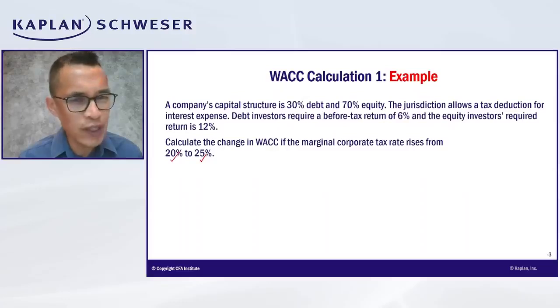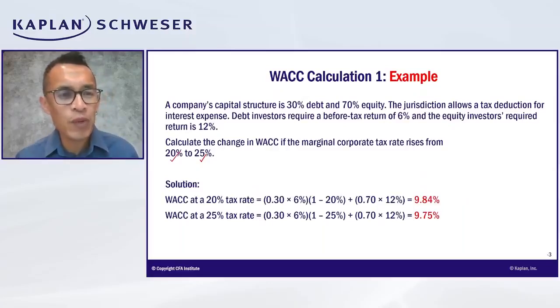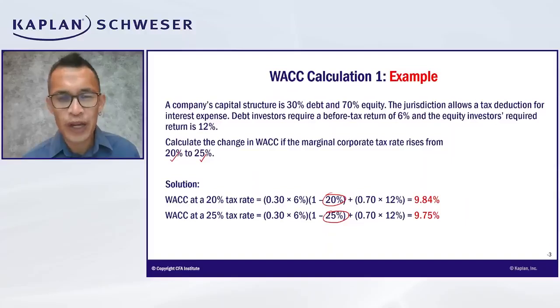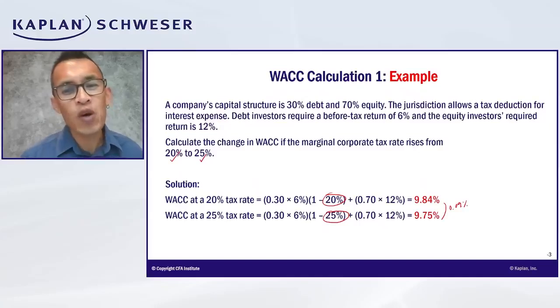All right, so here we go. Let's do the calculation. Do the first one here at a 20% tax rate, and you can see that's incorporated here versus the 25% tax rate. So in the end, as you can see, the higher tax rate, the second equation here, demonstrates that there's a greater benefit of the tax shield by lowering the firm's weighted average cost of capital. The difference here, of course, is 9 basis points. Okay, so that may be a question you could get on an exam.